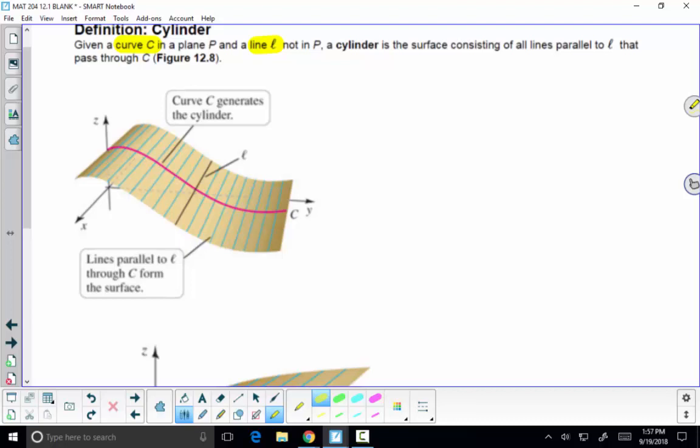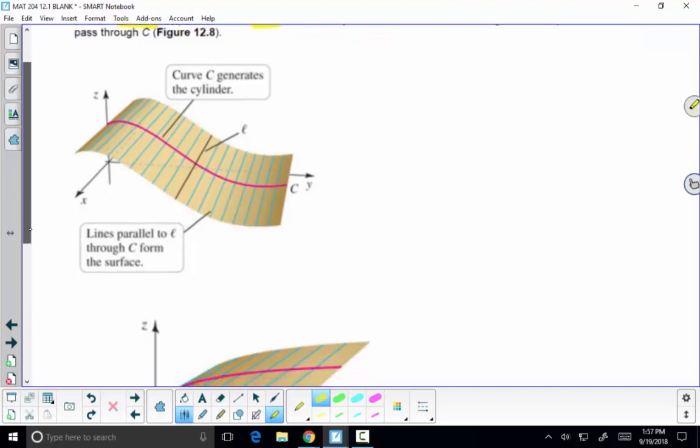Does that make sense? If you had a generating curve of a circle, that's in a plane. You can't have your ruling be in that same plane as the circle, or you're not going to get anything. Everyone follow that? So if you have your circle, the ruling has to be out of the plane that the circle's in, so that you get something that's not degenerate.